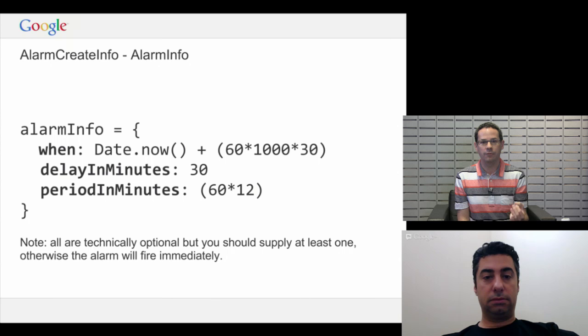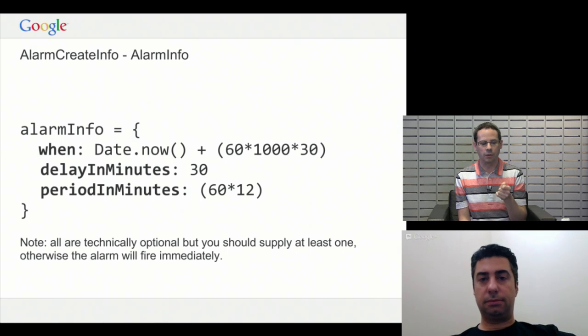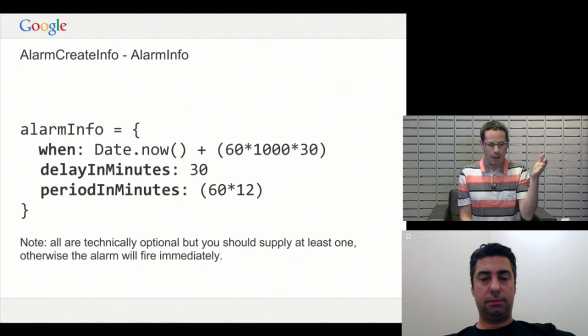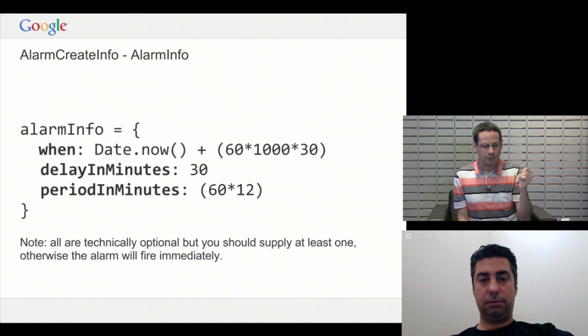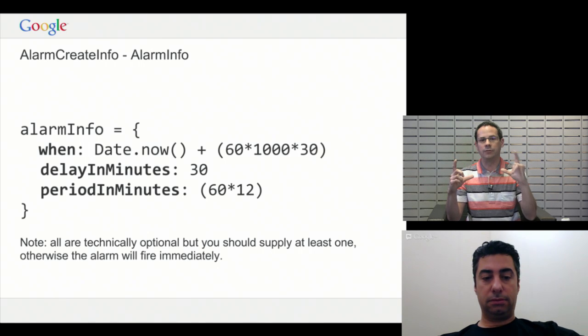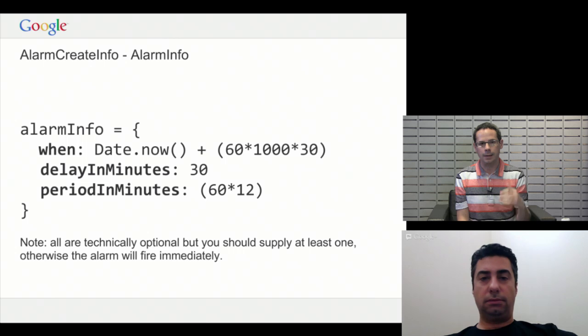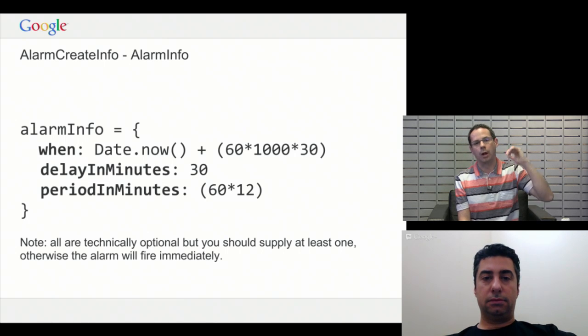First thing you could have is when. That's a specific time you want the alarm to fire. So if you wanted to fire at, say, now plus 30 minutes, you'd say Date.now() plus 60 seconds times 1,000 times 30. That gives you the 30 minutes, because it gives that time in number of milliseconds past the epoch. The other option is delayInMinutes, which says, I want to fire in 30 minutes, or I want to fire in 45 minutes. That's just a double.